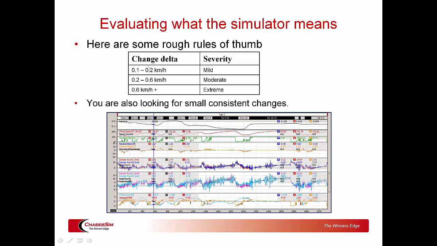And so here are some rough rules of thumb to go by. 0.1 to 0.2k an hour is a mild change. 0.2 to 0.6 is a moderate change. 0.6 plus is an extreme change.